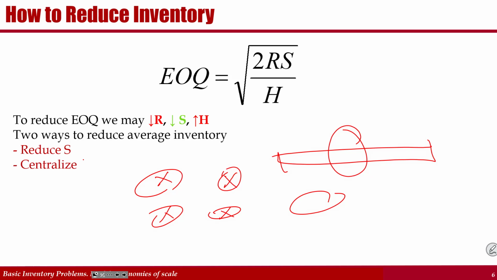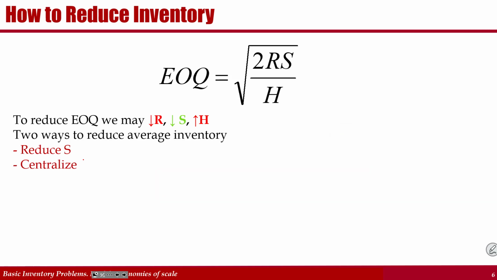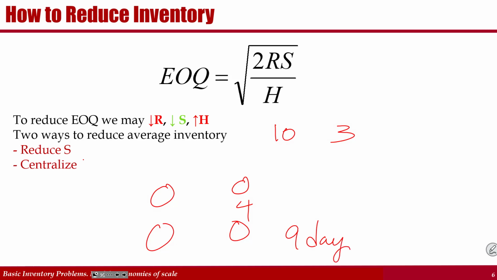Let me give you a simple example for practice on temporal and spatial centralization. Suppose demand per day is 10 units, and the standard deviation of demand per day is 3. Suppose we have 4 warehouses, and suppose lead time is 9 days. And suppose service level is 97.72%, and that is a good service level because then Z will become equal to 2.